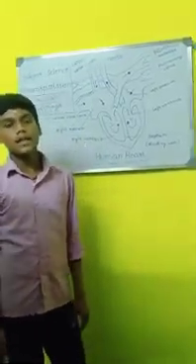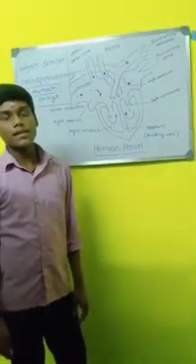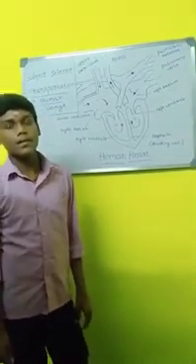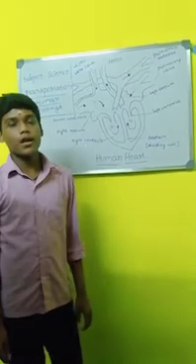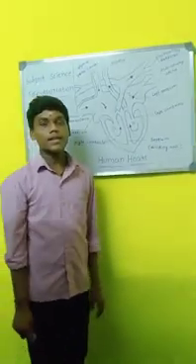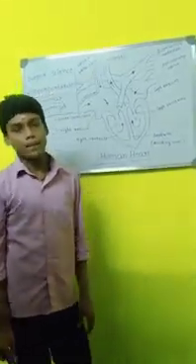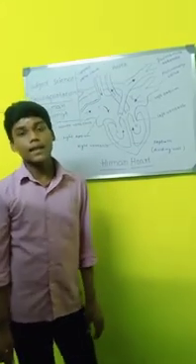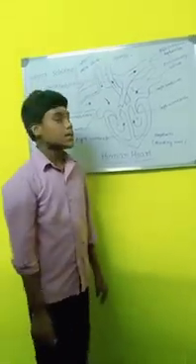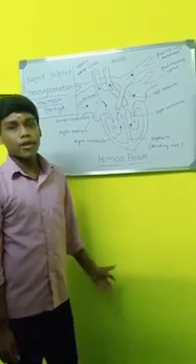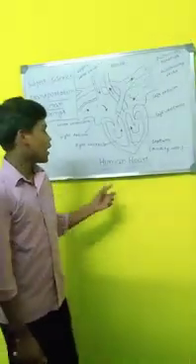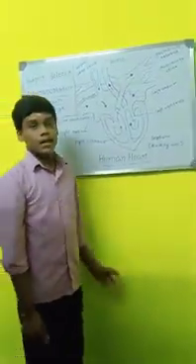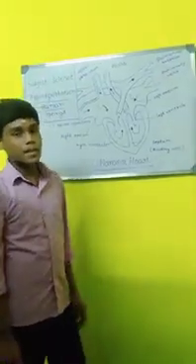Blood vessels, there are three types of blood vessels. Arteries transport deoxygenated blood. Veins transport oxygenated blood. Capillaries connect both arteries and veins. They help in the exchange of gases. And the fourth important component, the human heart. It is a muscular organ which pumps the blood.